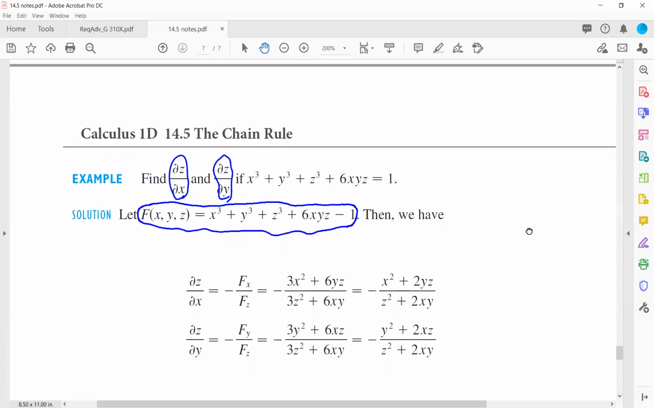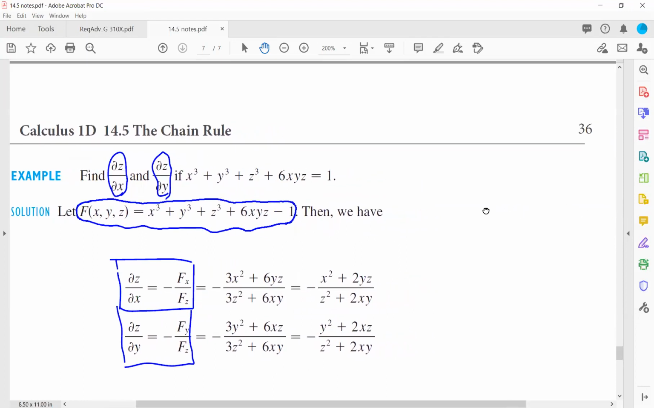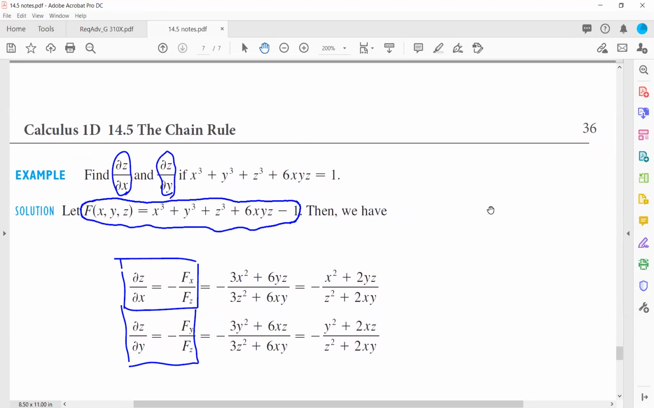Then we apply the formula. Partial derivative of z with respect to x is minus f of x over f of z, and partial derivative of z with respect to y is minus f of y over f of z. Very well, we have to calculate each of these partial derivatives and write them as the numerator and the denominator, then we simplify as much as we can.